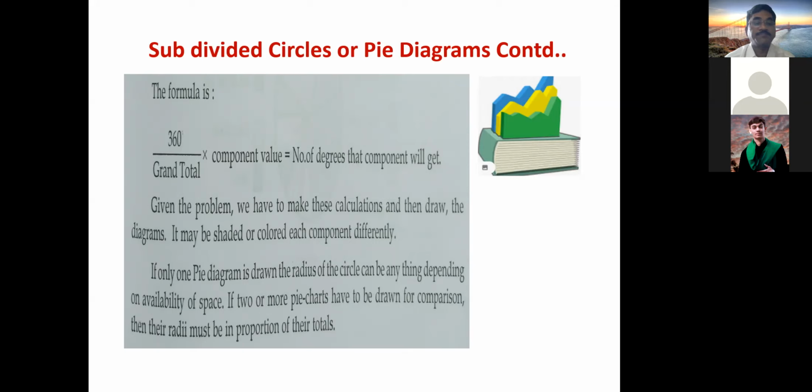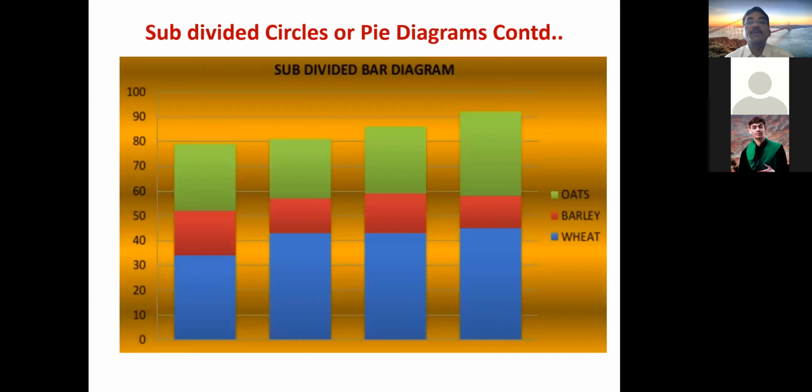Next you have, for example, for better understanding, I have given you here subdivided circles or pie diagrams, under the previous subdivided bar diagrams. Here we have three things, three food grains: oats, barley, wheat. Oats are given green color. Barley is given red color. Wheat is given blue color.